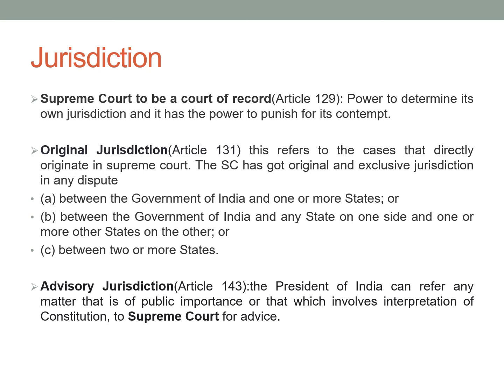That is the first jurisdiction, Supreme Court to be a court of record as per Article 129. It has the power to determine its own jurisdiction and the power to punish for its contempt. Next comes the original jurisdiction as per Article 131. This refers to the cases that directly originate in Supreme Court.